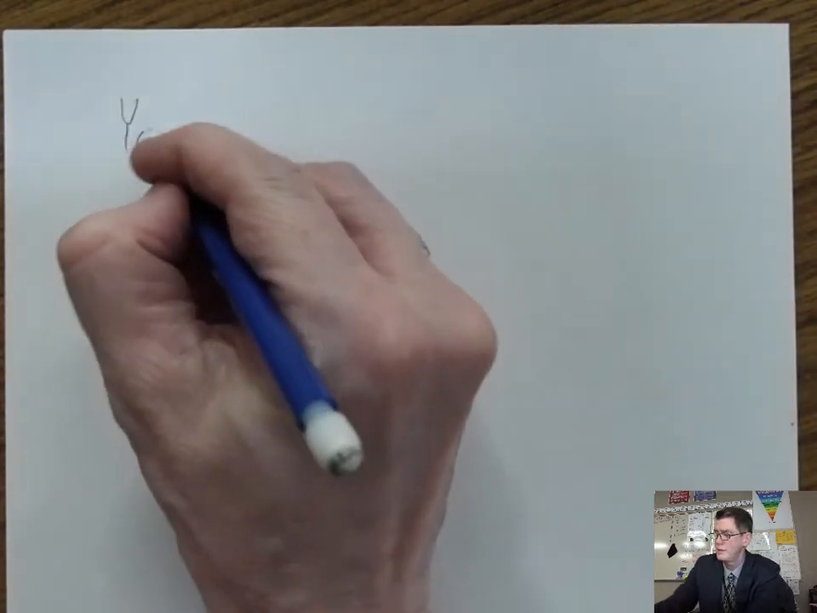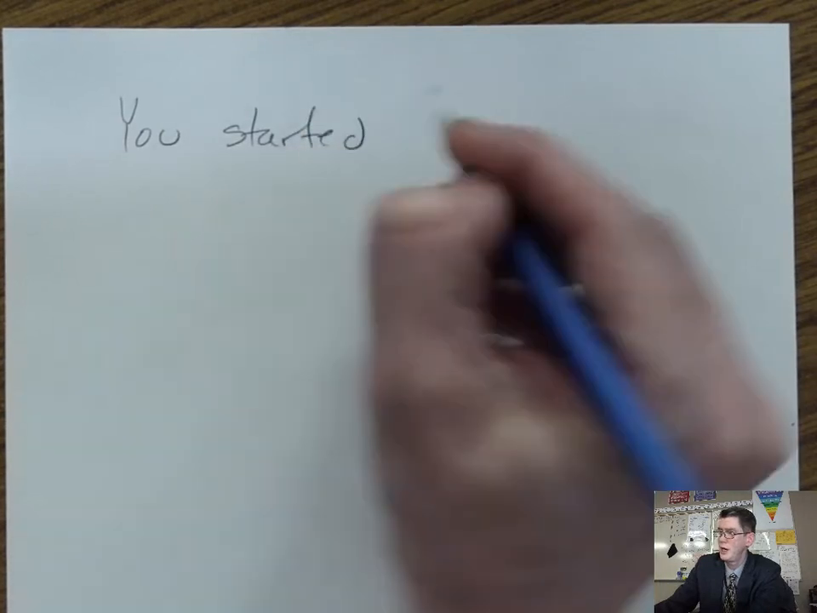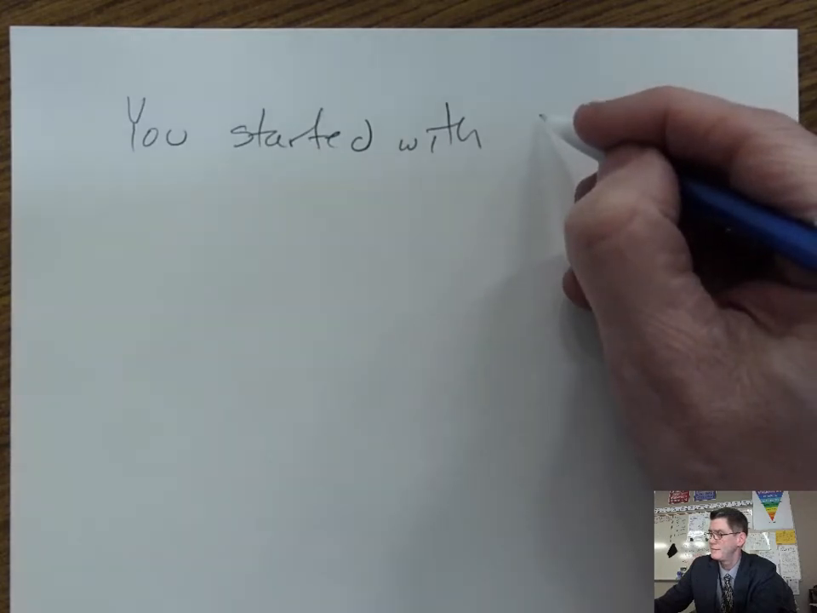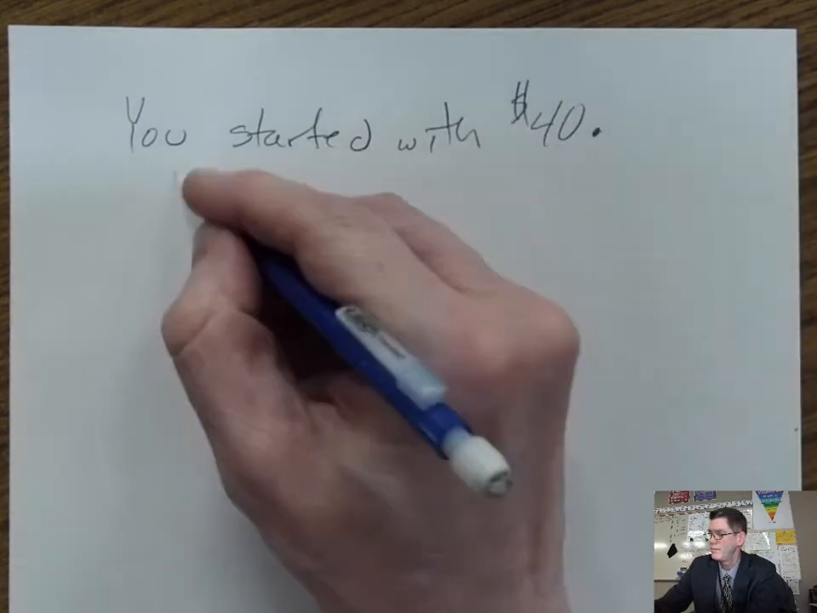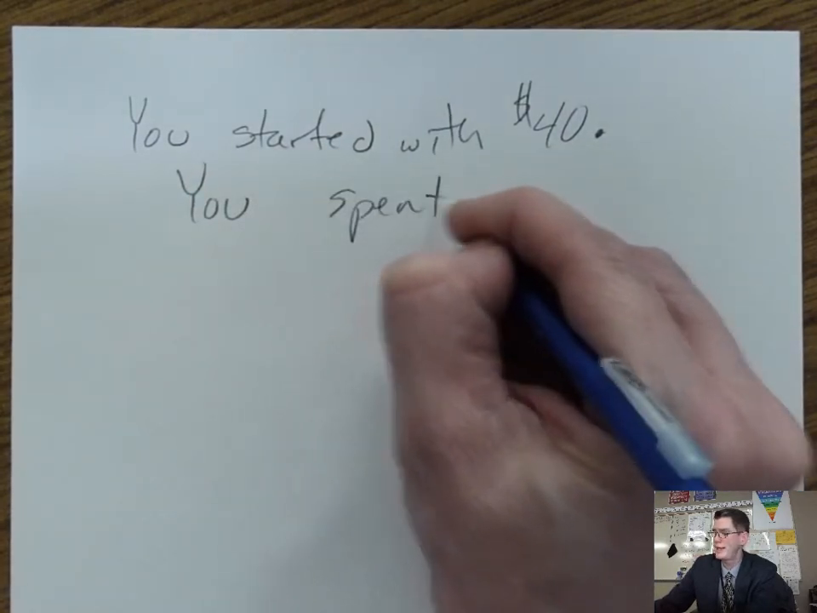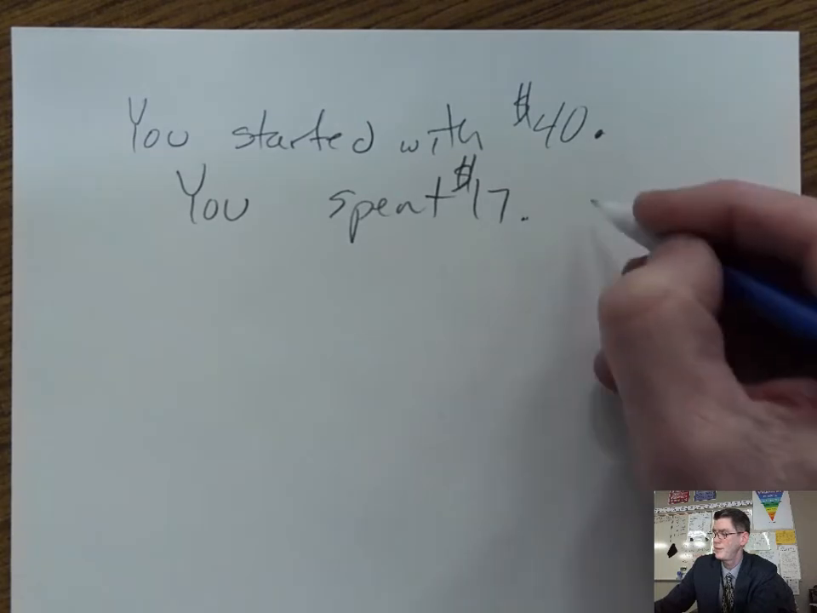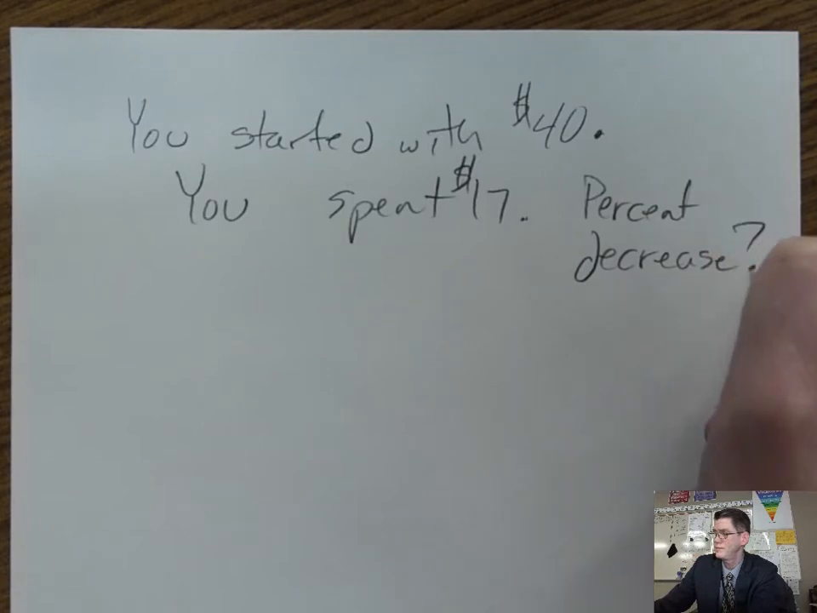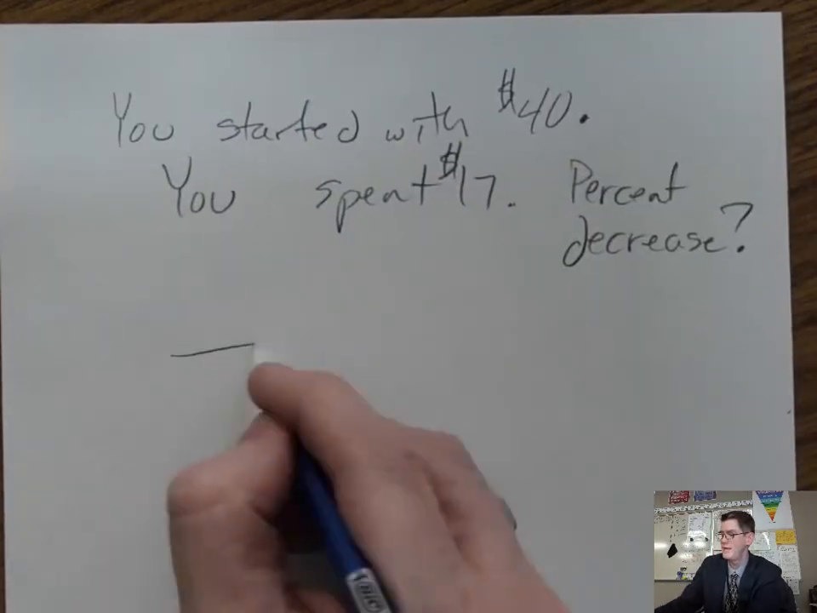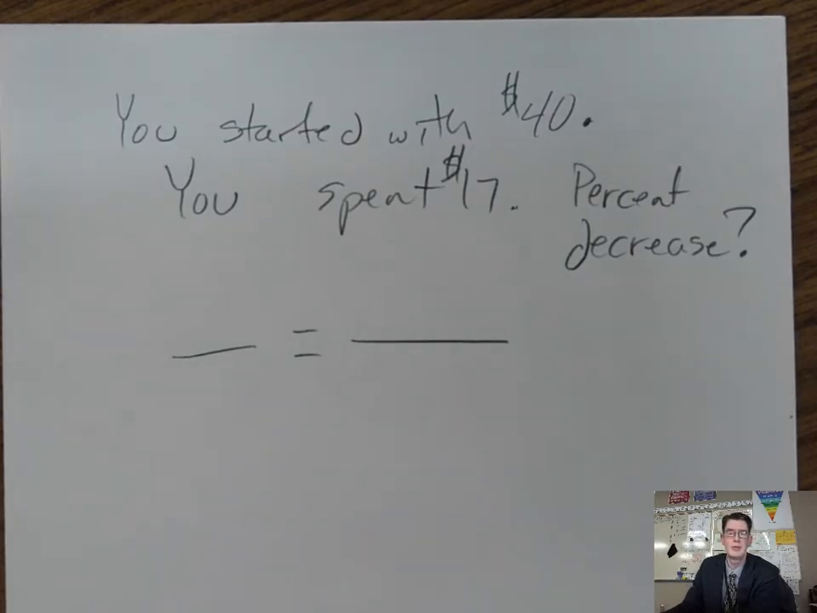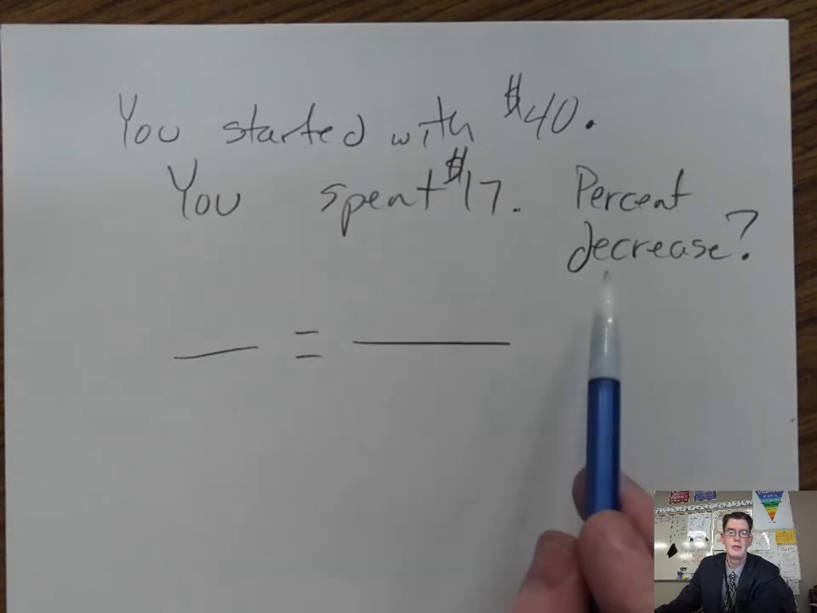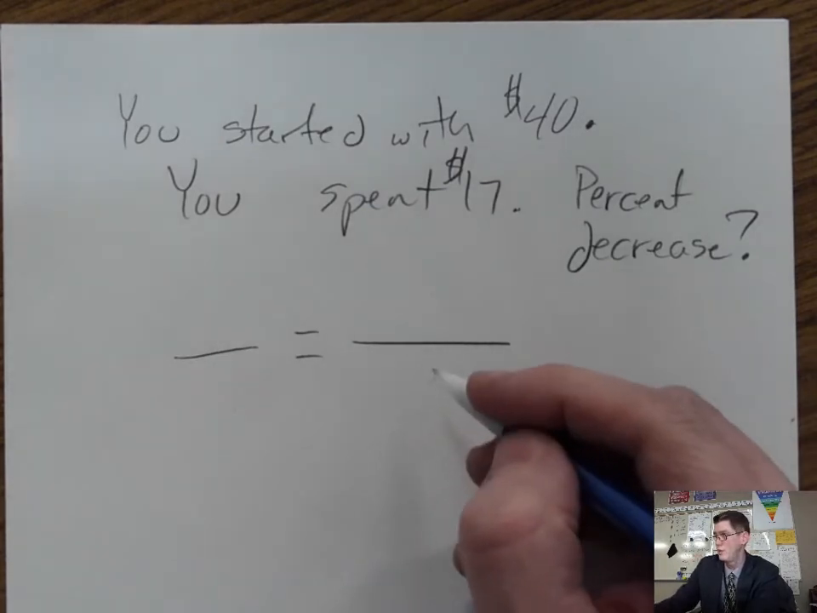Let's do a percent decrease. You started with, let's say, $40. You spent $17. So what was the percent decrease? What was the percent decrease in that situation? Well, the percent decrease, you fill in the parts that go here, the part over the whole, the increase there, or the decrease, and then the percent over the 100.